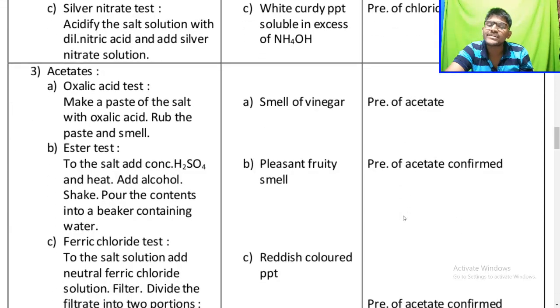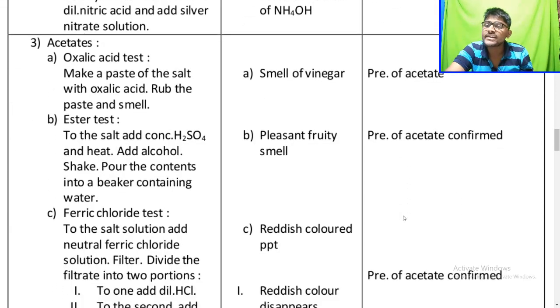And acetate, it is also very confusing. So the acetate test, the oxalic acid test. The oxalic acid test is very important. As I told you, make a paste of the salt with oxalic acid, rub the paste and smell.